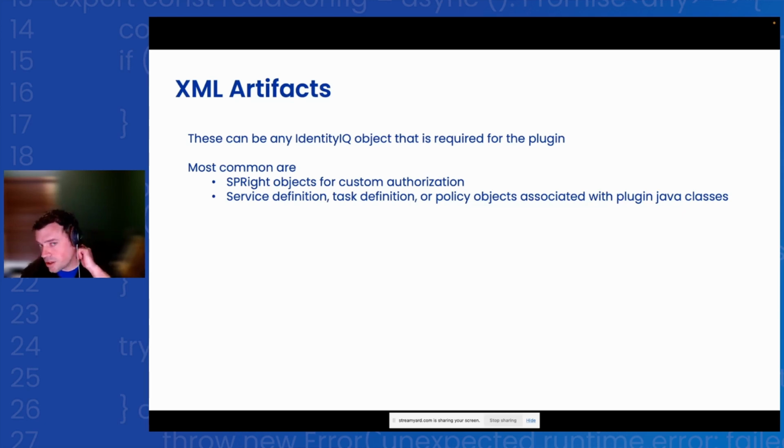Now there's a note here that they do not get uninstalled when you uninstall your plugin. So if you're doing a lot of testing, you might end up with a lot of XML artifacts kind of drifting that you'll need to watch out for. And there's reasons why that happens. In case there's tasks that are executing or workflows that are executing that rely on those XML artifacts. If you were to delete them while those are still executing, you can run into problems.